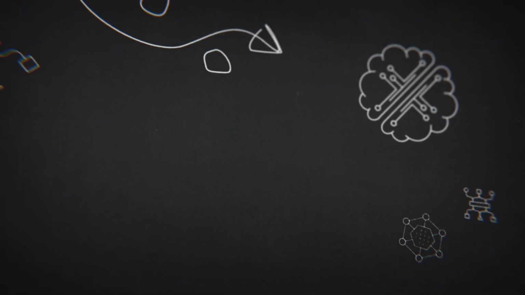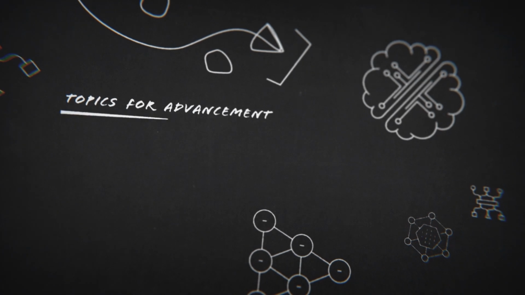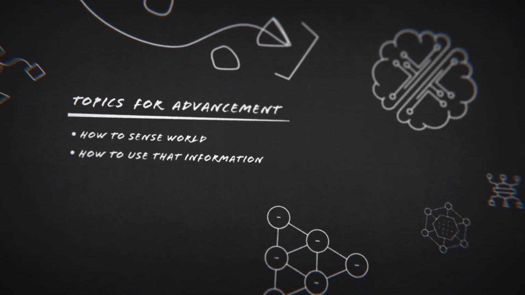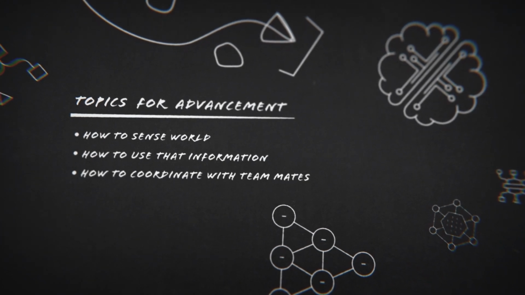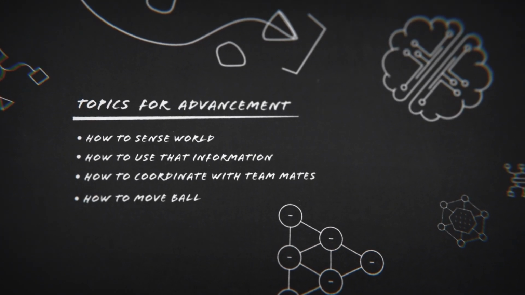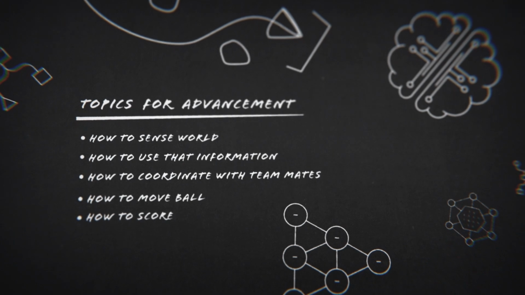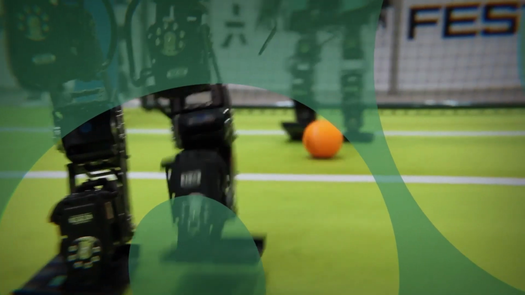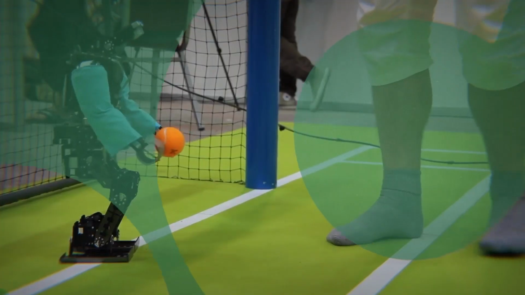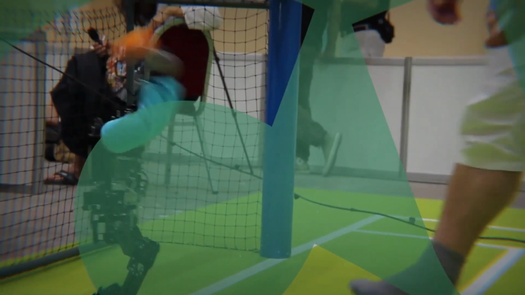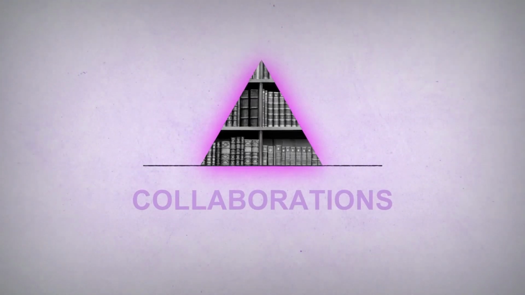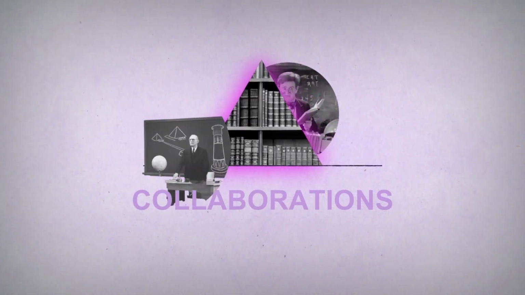In order to solve this problem, researchers have had to make advancements in a number of different topics. For example, how the robots sense the world, how they use that information to think about the next steps and how to coordinate with their teammates, how to move the ball about, and importantly, how to score a goal. We see developments from competitions such as RoboCup driving forward advancements in other application areas as well, because quite a lot of the time the algorithms are not specific to the particular challenge area and can be easily applied to other domains.